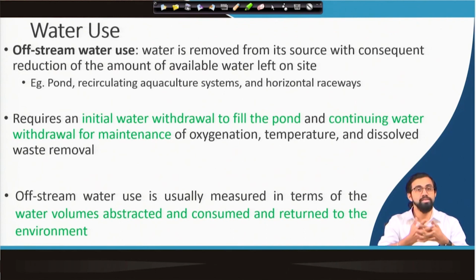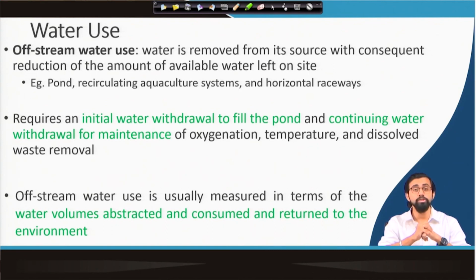What can be the examples? Definitely you know it: ponds, recirculating aquaculture systems, horizontal raceways, etc., which require initial water withdrawal to fill the pond and continuing water withdrawal for maintenance of oxygenation, temperature, and dissolved solid waste removal.